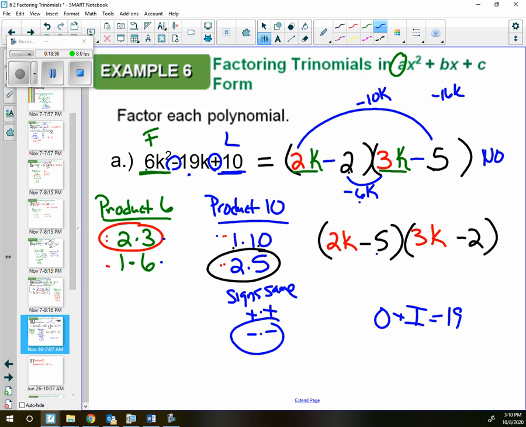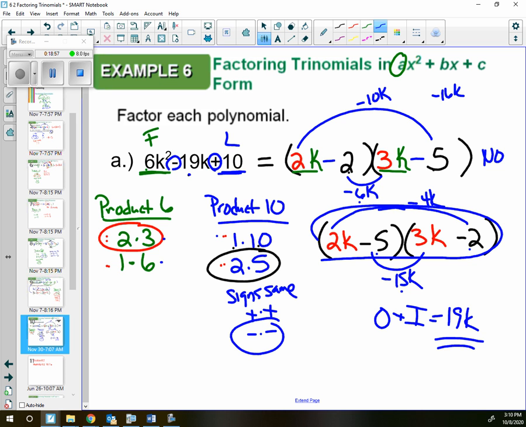But before I eliminate those possibilities, I have to try them the other way around. The 5 with the 2 and the 2 with the 3. So let's try over here. So outsides, 2 times negative 2 would be negative 4k. And then negative 5 times 3 would be negative 15k. Oh, look at that. So negative 15, negative 4, there's my negative 19k. So the outsides plus the insides have to give me that negative 19. So that's the pair that I wanted. So it wasn't my first attempt, but at least I picked the right pair.